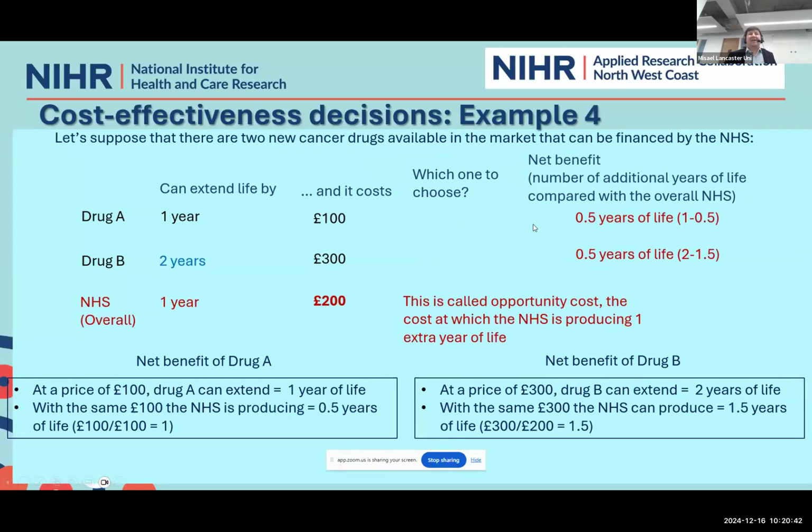Okay. Now let's change the example a bit, and say that now the NHS is producing one additional year of life at £200.